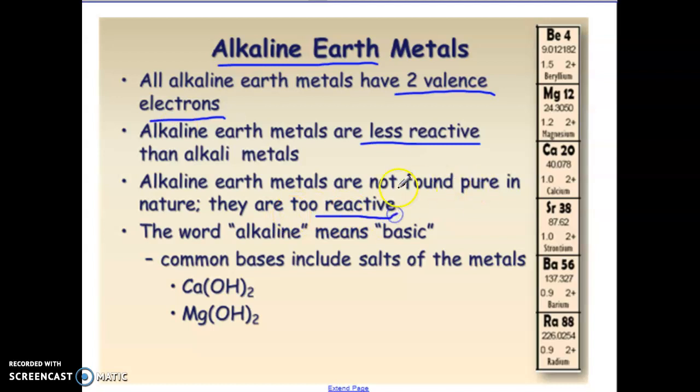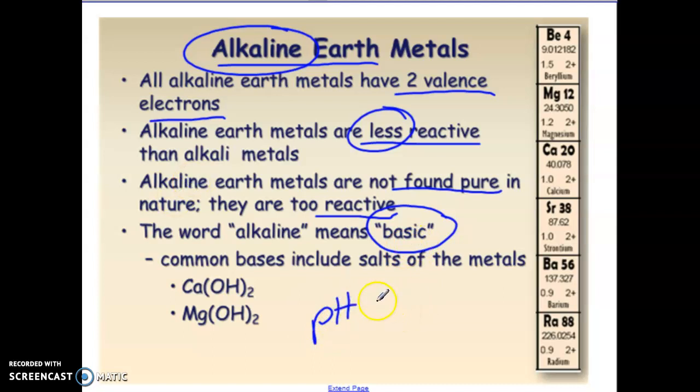They are still reactive, so they're still not found pure in nature, just not as reactive as group 1. So how it gets its name: alkaline actually means basic. If you remember from grade 10, the pH scale, a pH higher than 7 is called a basic solution. The reason it's called an alkaline earth metal is because when these metals react with water, they create a basic solution.